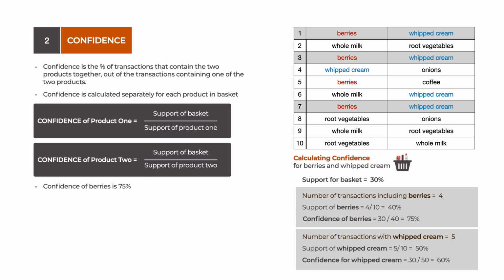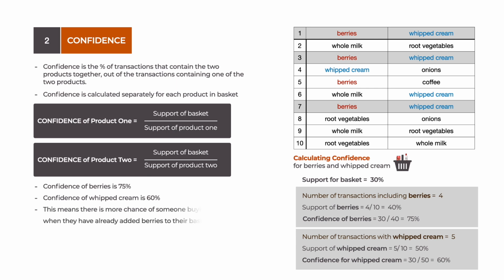75% of the customers also buy whipped cream when they add berries to their basket first. And on the other hand, 60% of the customers also buy berries when they add whipped cream to their basket first. This means that there is more chance of someone also buying whipped cream when they have already added berries to their basket. So the confidence is more for berries to influence the purchase of whipped cream. So that's 75% there. So the confidence is useful because it gives the direction of cross-selling. So it's showing that if somebody buys berries, they're more likely to buy whipped cream than the other way around.